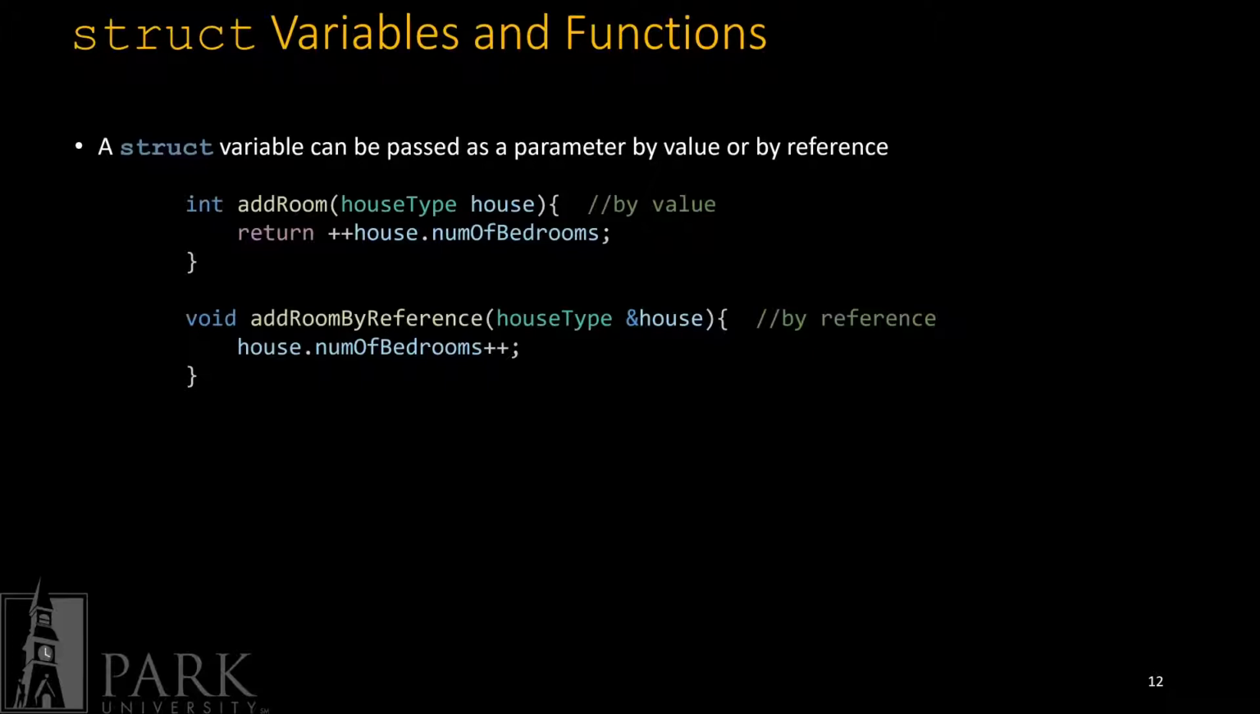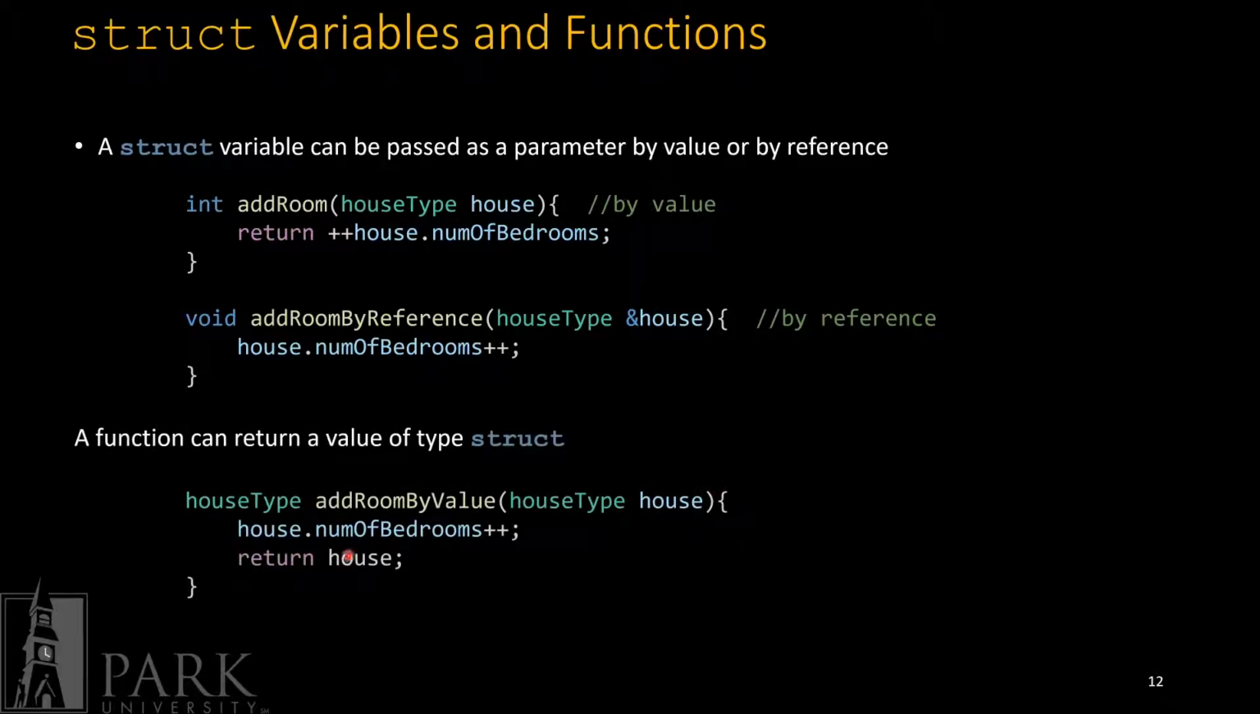A struct variable can be passed into a function by value or by reference. So here you can see that we are passing it into the function as a value, and here you can see that we are passing it as a reference. Another thing is that a function can also return a value of a type struct. So here you can see we have this function, add room by value, we're passing in the house, right? And then we're going to return the house that we passed in. So again, it's much like regular variables.